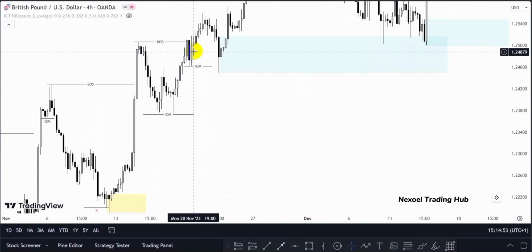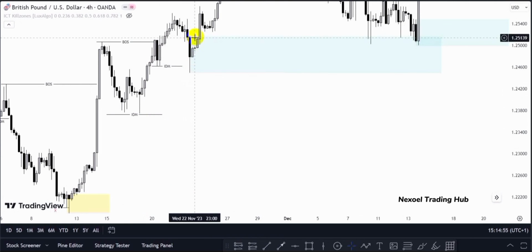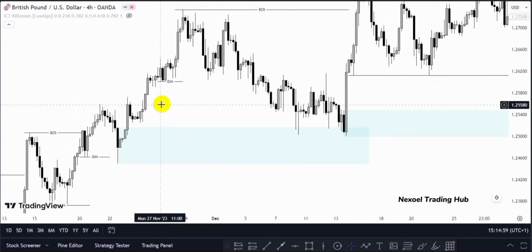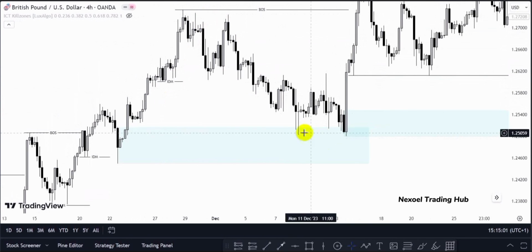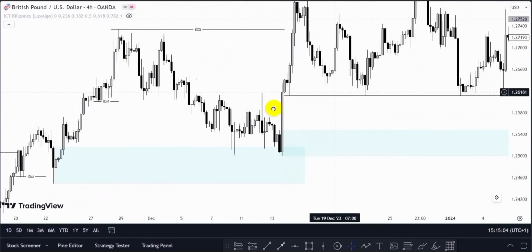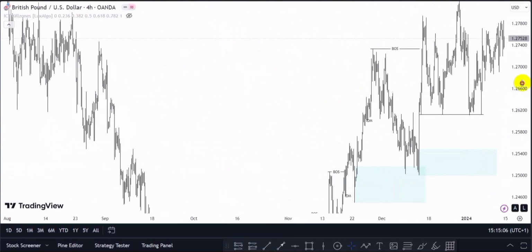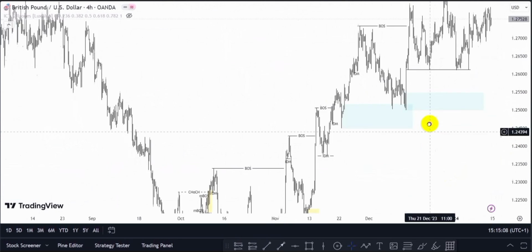You see price return, you already have an ideal order block again here because it raided this low, and then you see price push to the upside, returned into it, and then you see price push further to the upside. So this is how you look out for order blocks.